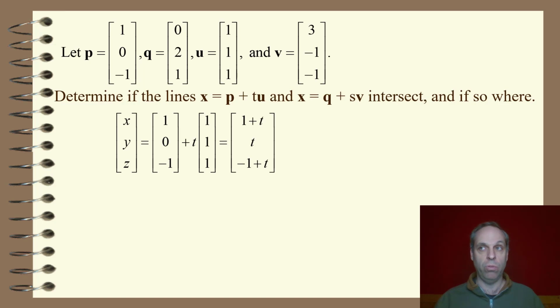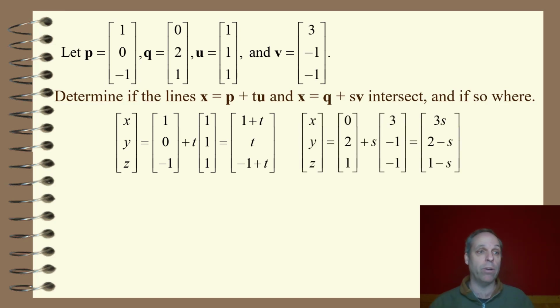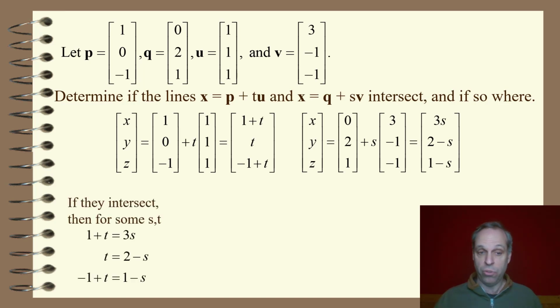So this is the vector form of one of the lines, written as a single vector. And here is the vector form of the second line, again written as a single vector. If these 2 lines intersect, then there has to be a choice of parameters t and s such that the first component of each vector, the second component of each vector, and the third component of each vector are the same, because they have to meet at the same place. So there must be an s and t for which all those equations are true.